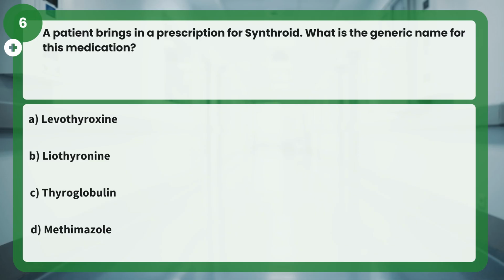Question 6. A patient brings in a prescription for Synthroid. What is the generic name for this medication? A. Levothyroxine. B. Liothyronine. C. Thyroglobulin. D. Methimazole.